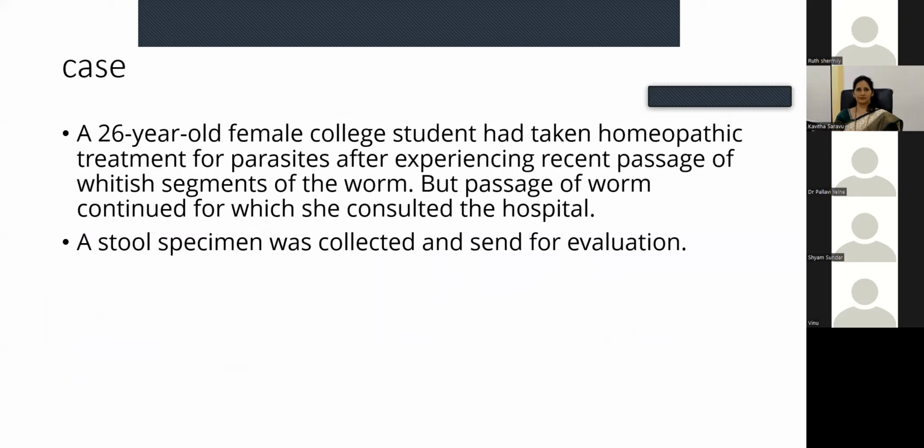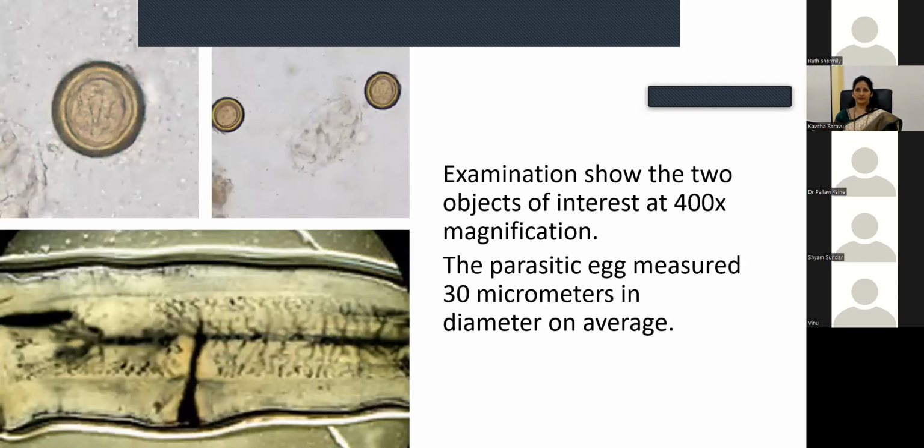Okay, another case: a 26-year-old college student has taken homeopathic treatment for parasites after experiencing recent passage of whitish segments of the worm. But the passage of the worm continued, for which she consulted the hospital. A stool specimen was collected and sent for evaluation. So here is the picture. You can see examination showed 2 objects of interest at 400 magnification, and parasitic eggs measuring around 30 micrometer in diameter on average were seen.